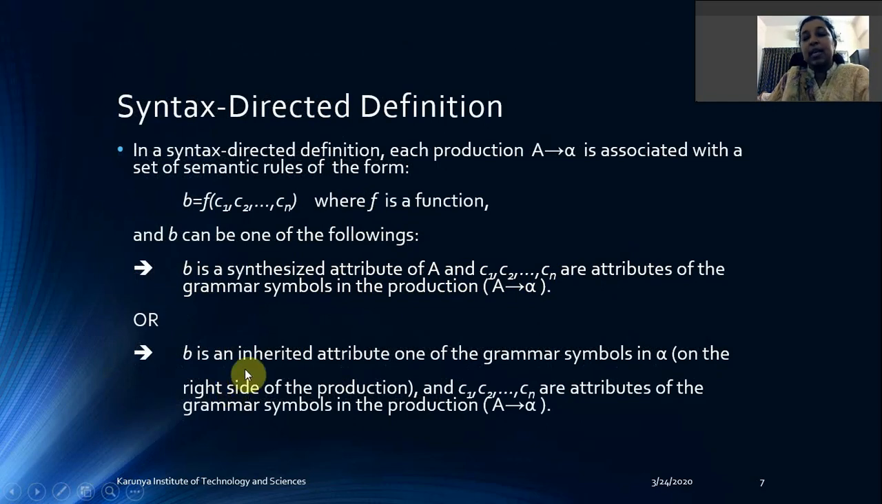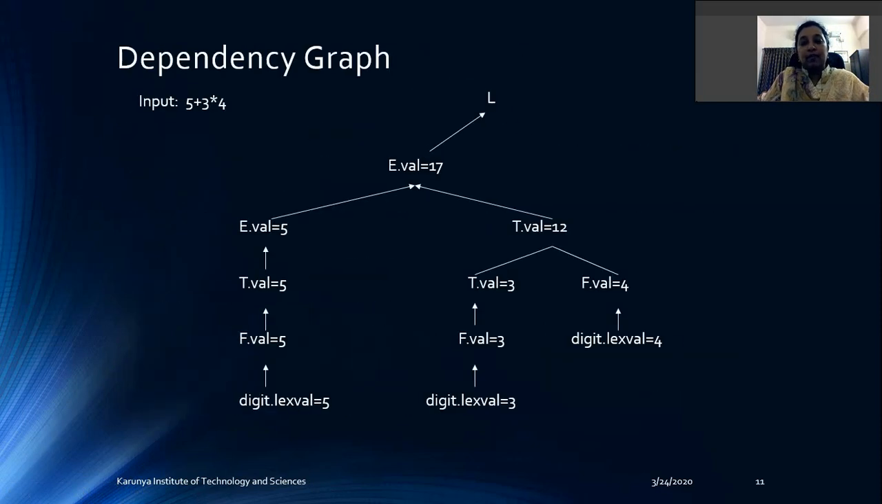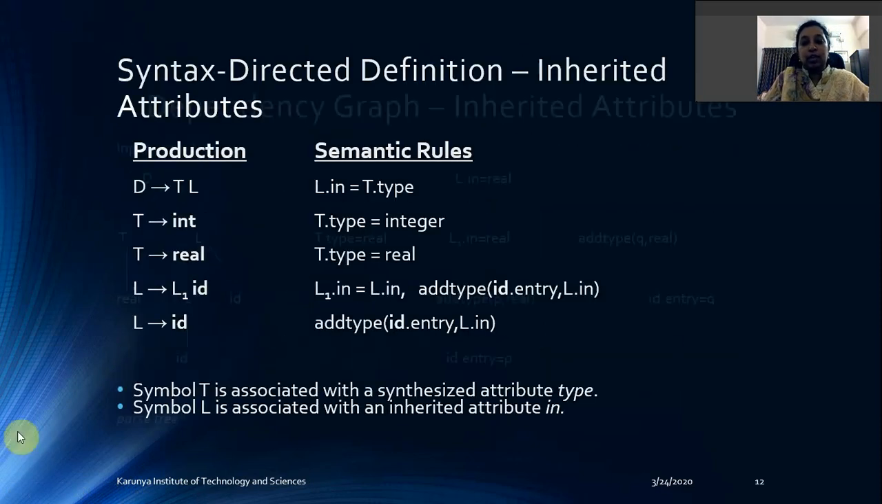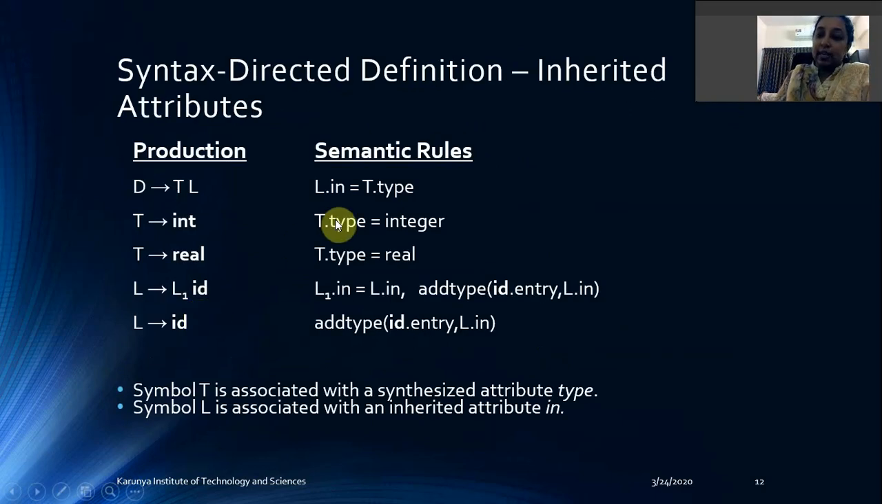Whereas B is an inherited attribute, where you have to inherit either from your parent node or from the elder siblings. Elder siblings here means the siblings which are to the left of a particular node in the tree. Now for example, we'll move on to an inherited attribute. This is an example of an inherited attribute.